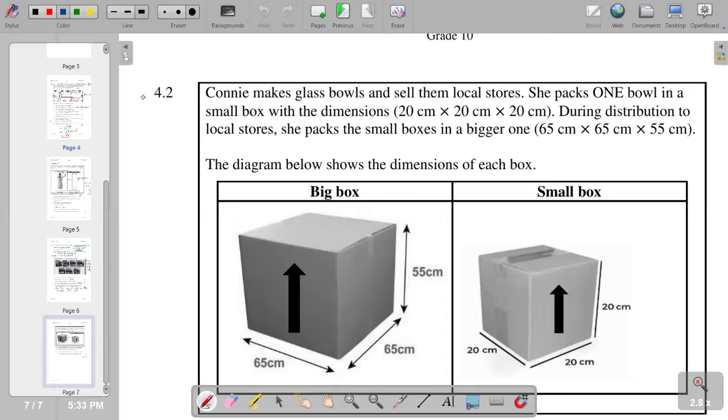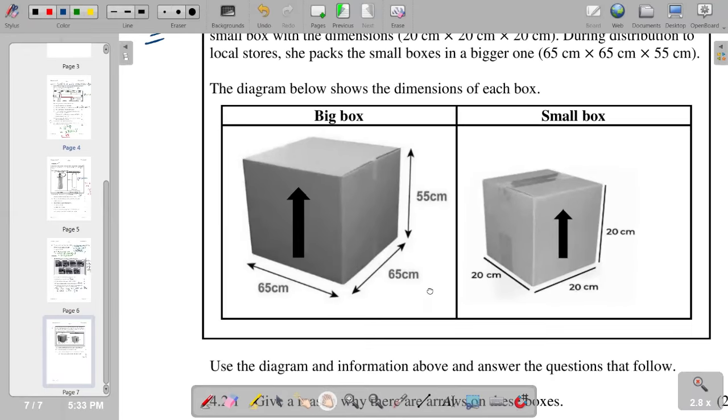So question 4.2, Connie makes glass bowls and sells them to local stores. She packs one bowl in a small box with the dimensions 20 centimeters by 20 centimeters by 20 centimeters. During the distribution to local stores, she packs the small boxes in a bigger one, 65 centimeters by 65 centimeters by 55 centimeters. Then the diagram below shows the dimensions of each box. So we've got a big box and a small box.